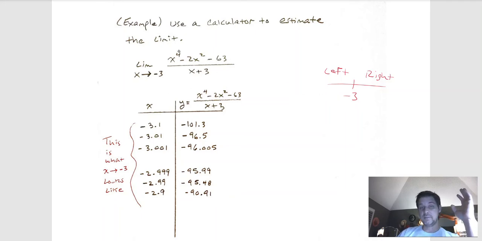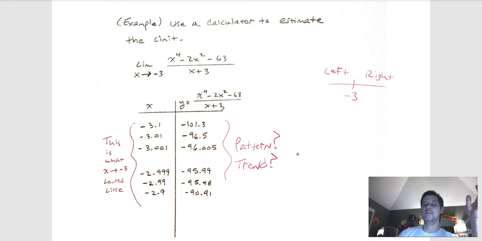We're going to plug those numbers into this function, see what happens with the results, and see if there's any kind of trend. I made a table already, but I'm asking, is there a pattern among those numbers? Is there some kind of trend among those numbers? This is the x's approaching negative 3. Remember, I put numbers closer and closer to negative 3 from both sides. Very, very close, lots of decimal places close, okay?